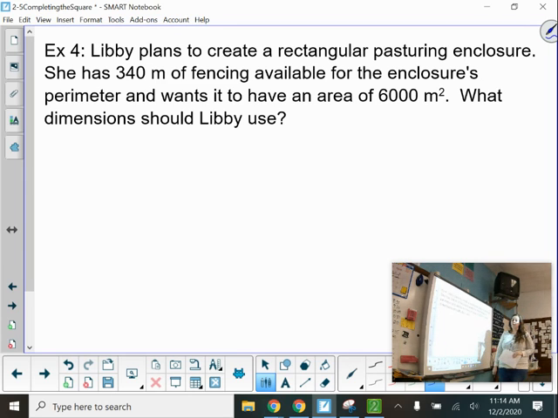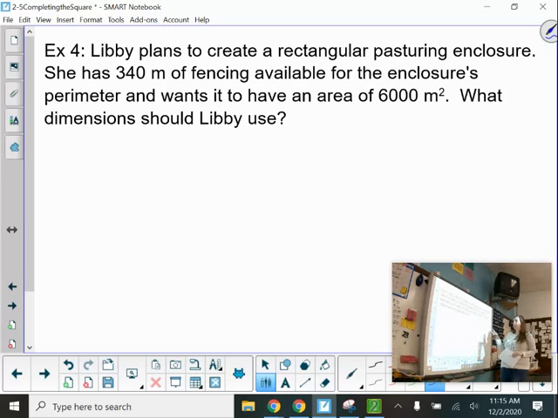This is your second part video for 2-5, completing the square. And we're going to kick off here with a word problem. Libby plans to create a rectangular pasturing enclosure. She has 340 meters of fencing available for the enclosure's perimeter and wants to have an area of 6,000 square meters. And we want to know what dimensions Libby should use.